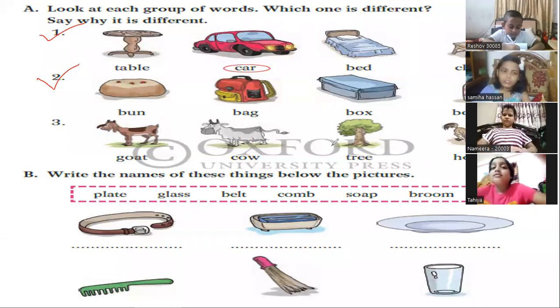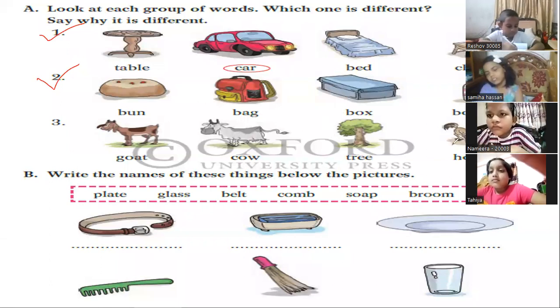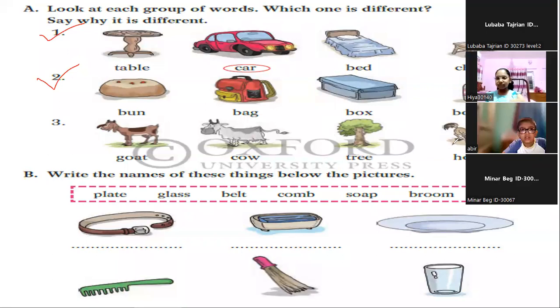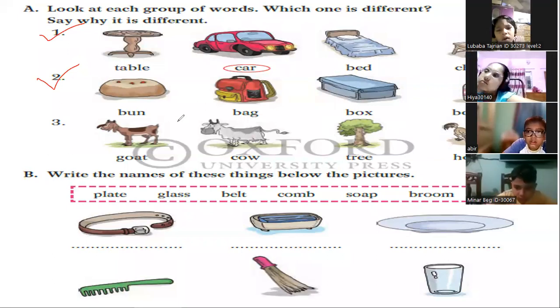Miss, box, which one is different? Okay, let's go to Minar. Where is Minar? Minar, which one is different? Electric is different.